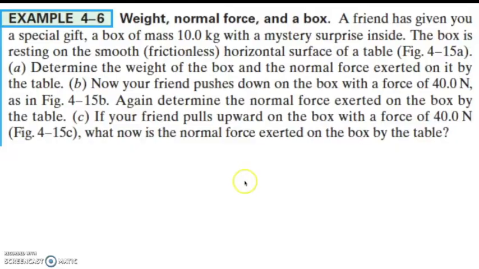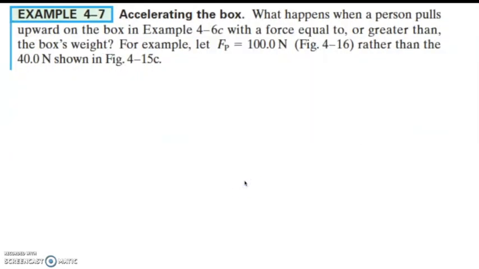Accelerating a box. What happens when a person pulls upward on the box in the previous example with a force equal to or greater than the box's weight? So, for example, let's let the force of pull be 100 newtons rather than the 40 newtons. Okay, do it now.